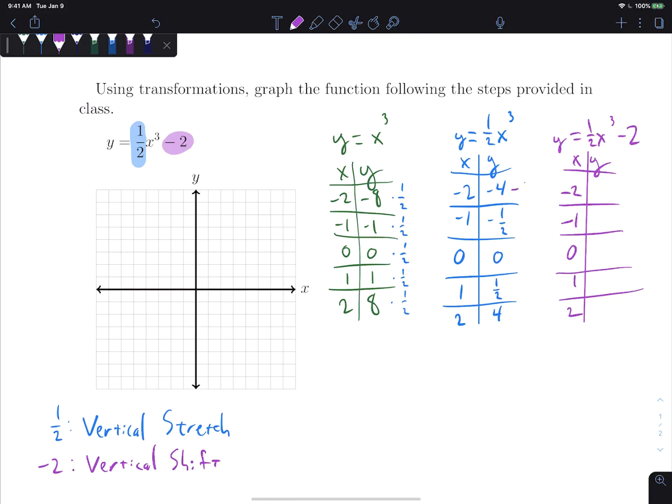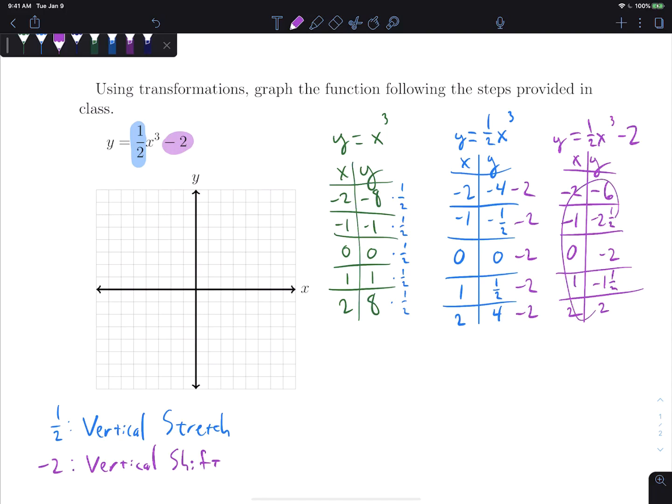So we're going to go ahead and subtract 2 from all of the y values. -4 minus 2 is -6. -1/2 minus 2 is -2.5, if you will. 0 minus 2 is -2. 1/2 minus 2 is -1.5. And 4 minus 2 is 2. And that's it. That is the transformation. That's the final table that we need.